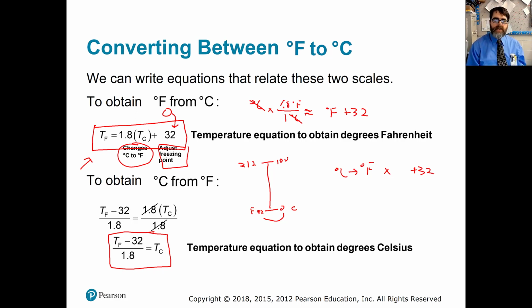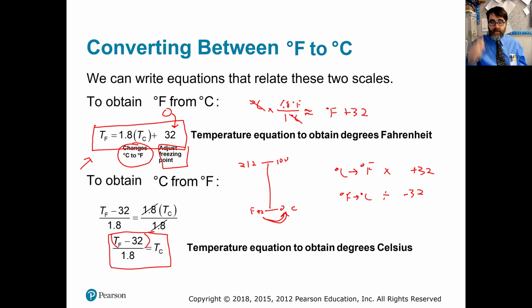For the reverse process, you'll notice that we subtract 32 and then divide by 1.8. For me, I remember it because going from Fahrenheit to Celsius, the numbers are getting smaller. And so to make them smaller, I have to divide. And then again, I'm going from Fahrenheit to Celsius, and so I need to get rid of that extra 32. So that's kind of how I do it, rather than having two formulas written down. Rearranging algebraically works, or kind of thinking through it.